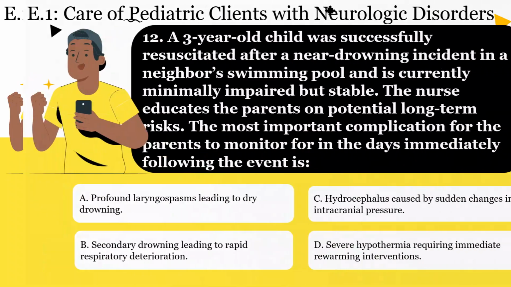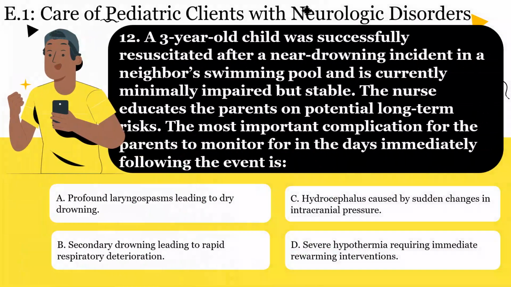11. Letter B. 12. A 13-year-old child was successfully resuscitated after a near-drowning incident in a nearby swimming pool and is currently minimally impaired but stable. The nurse educates the parents on potential long-term risk. The most important complication for the parents to monitor for in the days immediately following the event is A. Profound laryngospasms leading to dry drowning. B. Secondary drowning leading to rapid respiratory deterioration. Letter C. Hydrocephalus caused by sudden changes in intracranial pressure. Letter D. Pediatric severe hypothermia requiring immediate rewarming interventions.